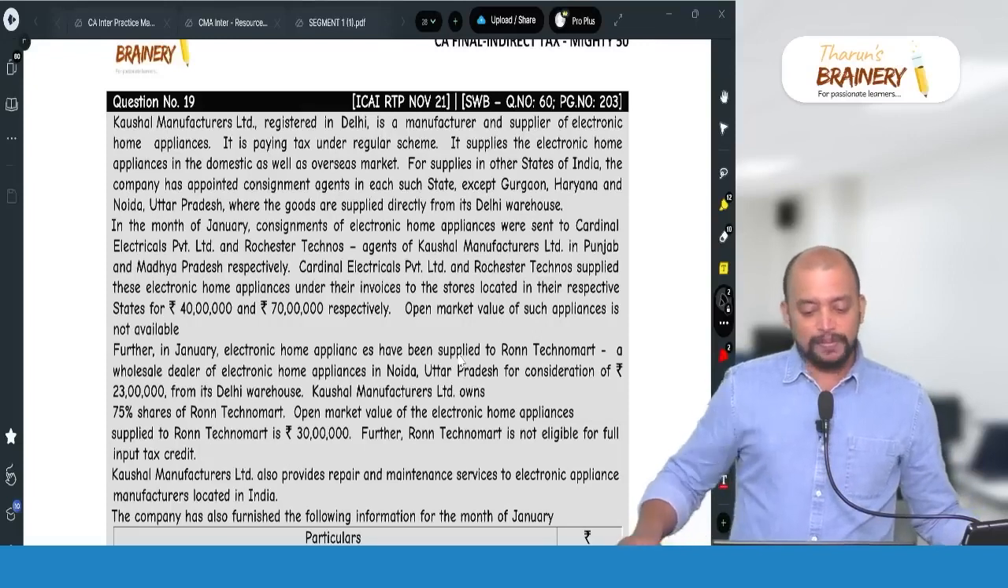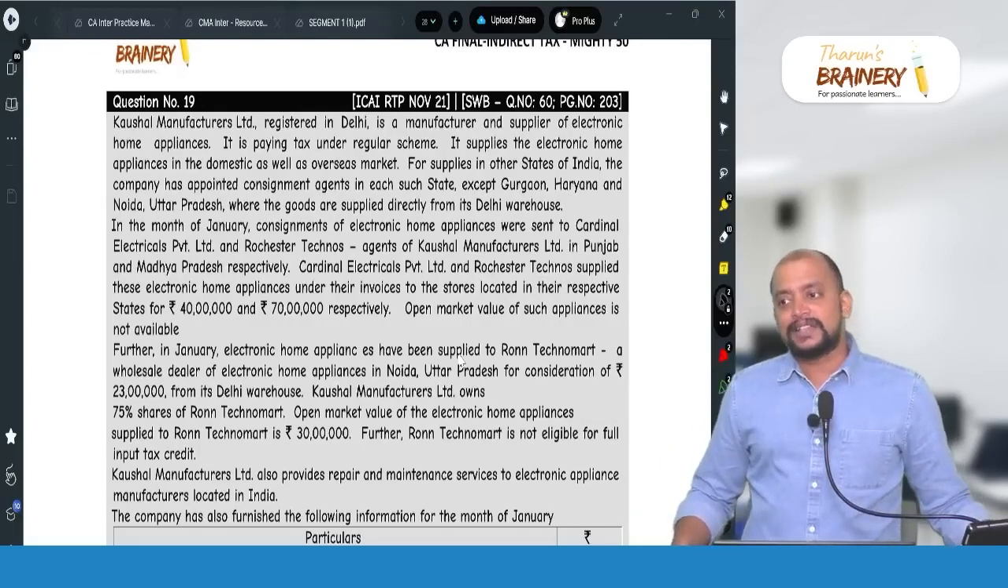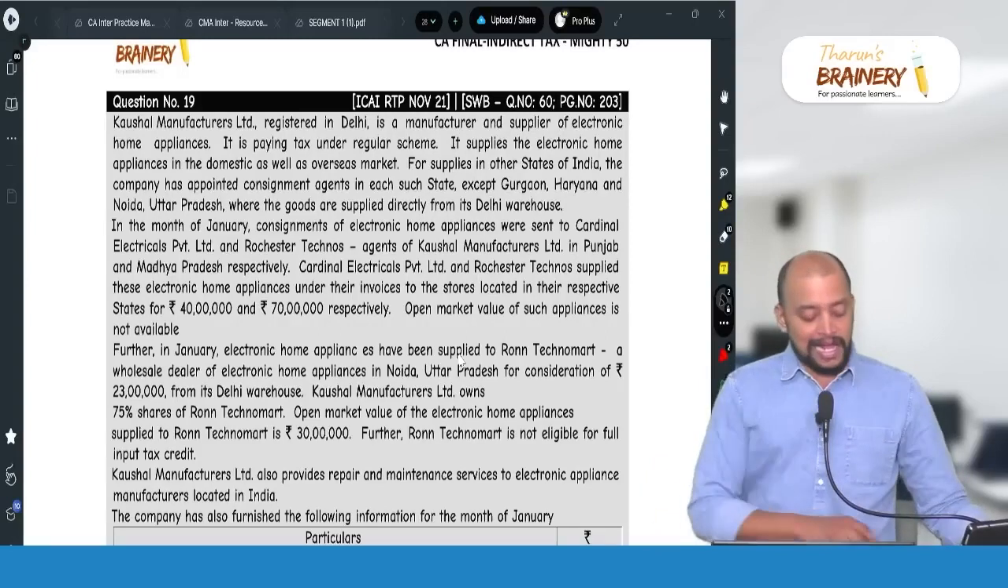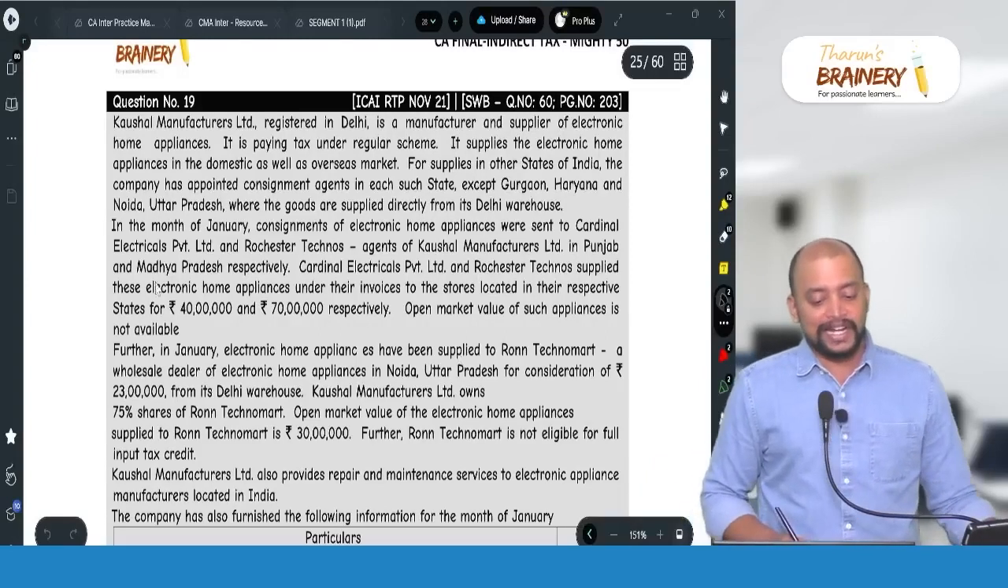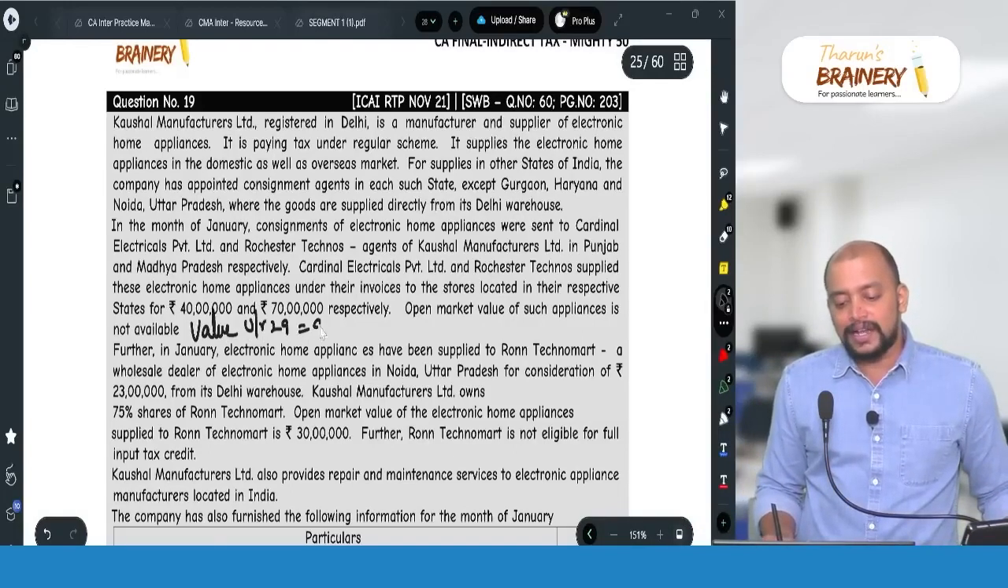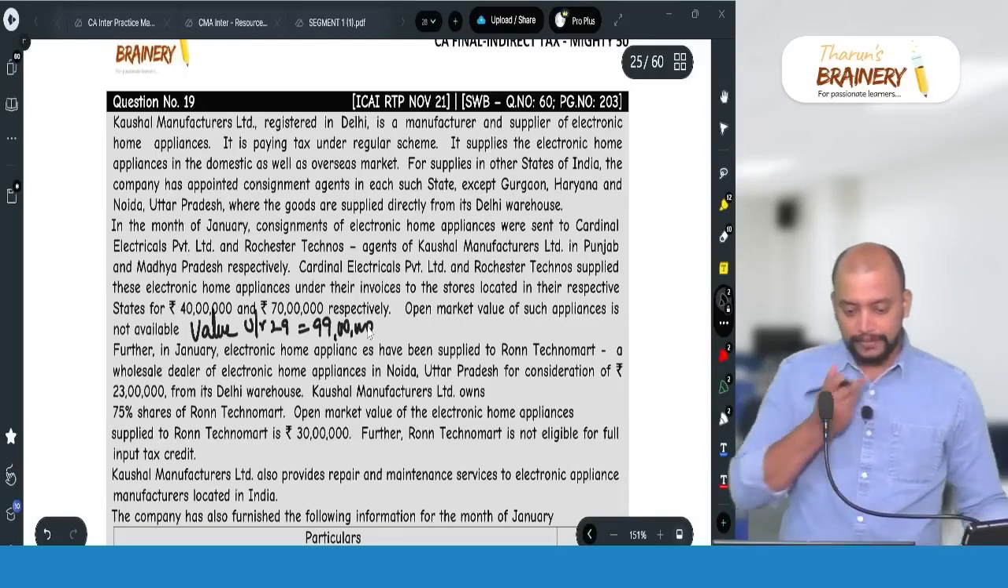So 40 lakhs plus 70 lakhs, 110 lakhs. 110 lakhs into 90%, that is 99 lakhs, will be taken as the value under rule 29. Here the value under rule 29 is 99 lakhs. 99 lakhs is taken as the value.